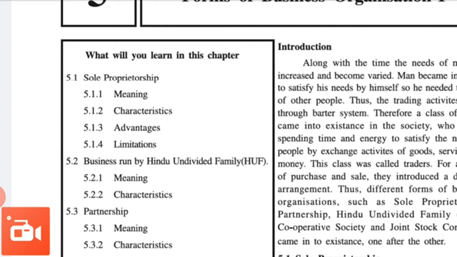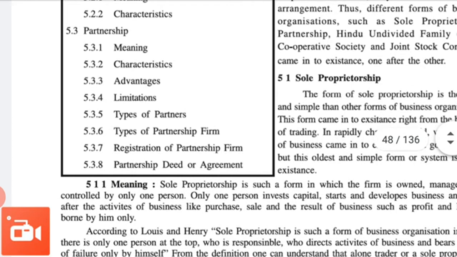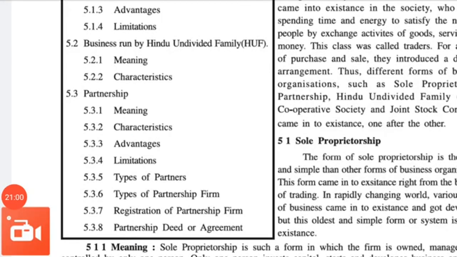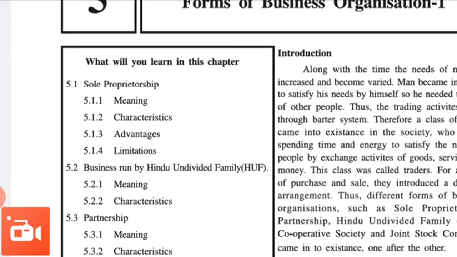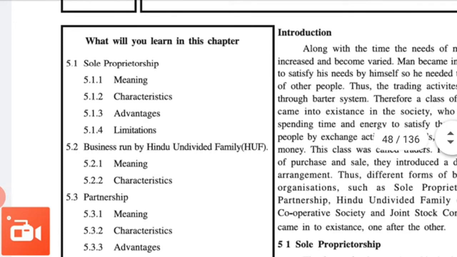Then third one, partnership. If two or more persons are doing a business, then it is called partnership. Then meaning, characteristics, advantage, disadvantage of all types like sole proprietorship, HUF and partnership we are studying in this chapter.